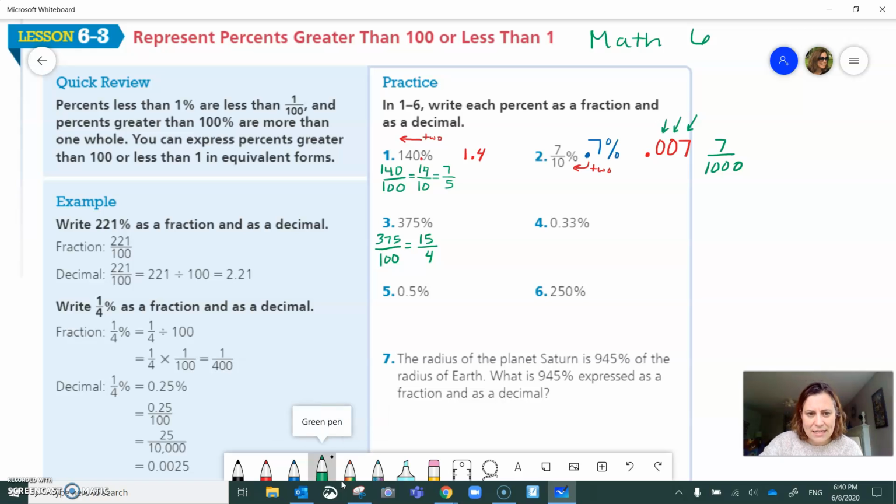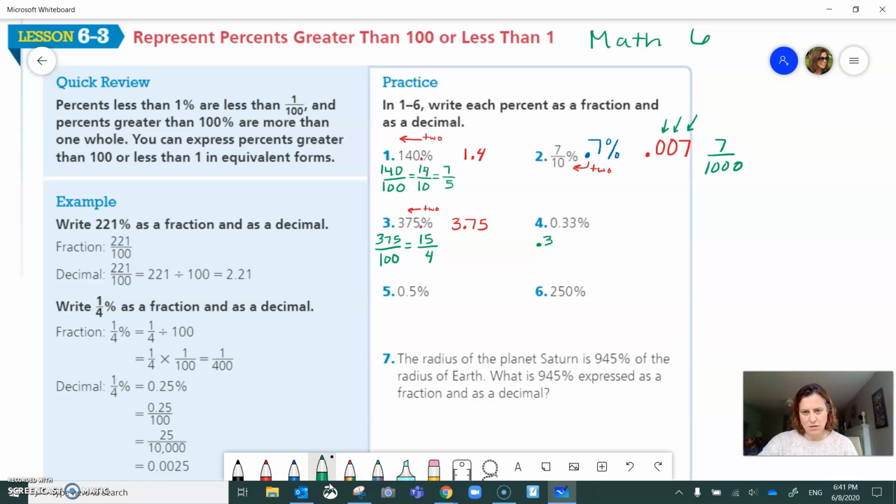As a decimal, the decimal in 375 is here. So I'm going to move it that way 2 places, and that leaves us with 3.75. There we go.